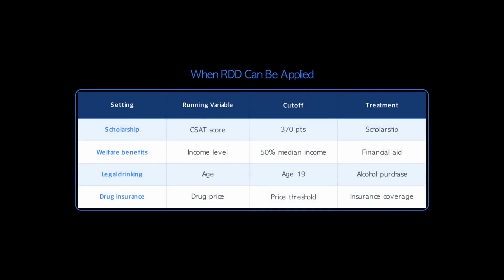Beyond this example, there are more real-world settings for RDD than you might expect. Scholarship eligibility, welfare benefit thresholds, legal drinking age, drug insurance coverage. Wherever a clear rule determines treatment, RDD is worth considering.